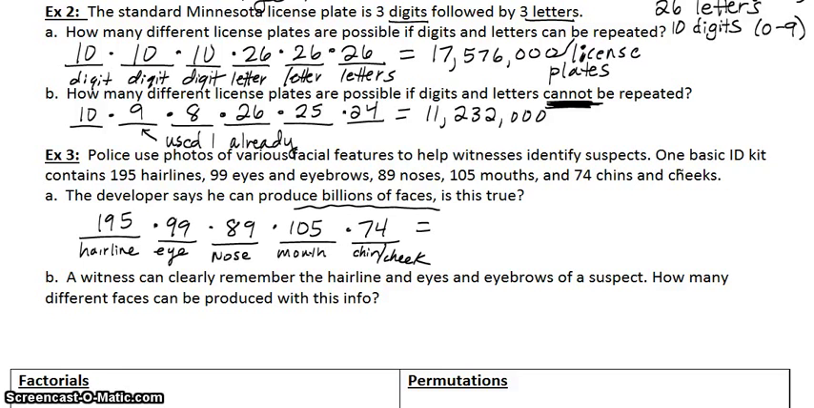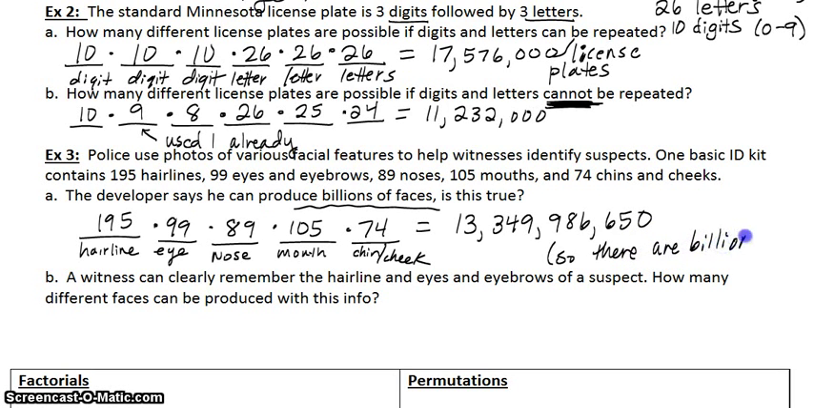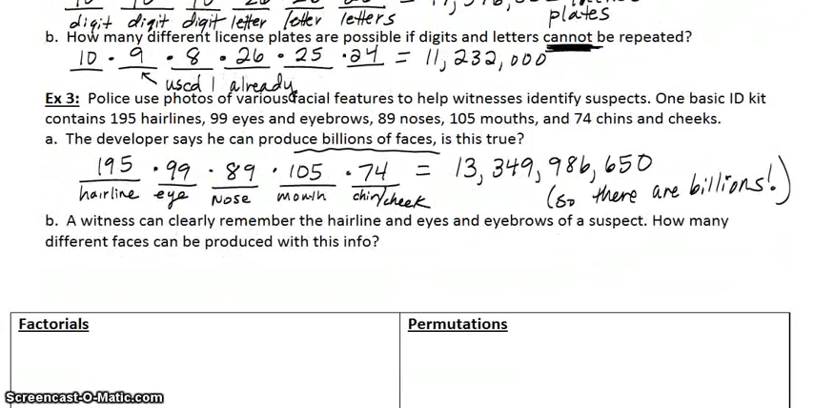And again, fundamental counting principle, multiply together the number of items in each category. So this is how many items are in the hairline category, how many items are in the eye category, and so on. Anyways, when you multiply that together, you actually do end up with billions because it's 13,349,986,650. So there are billions. Pretty amazing how many different faces there are in the world, though.